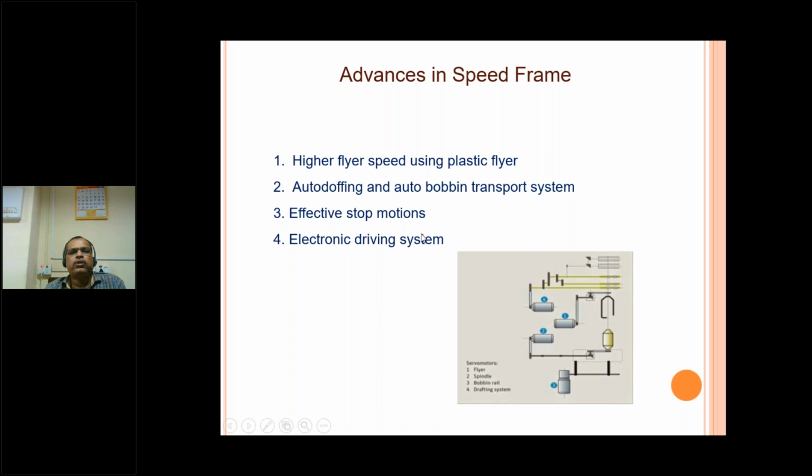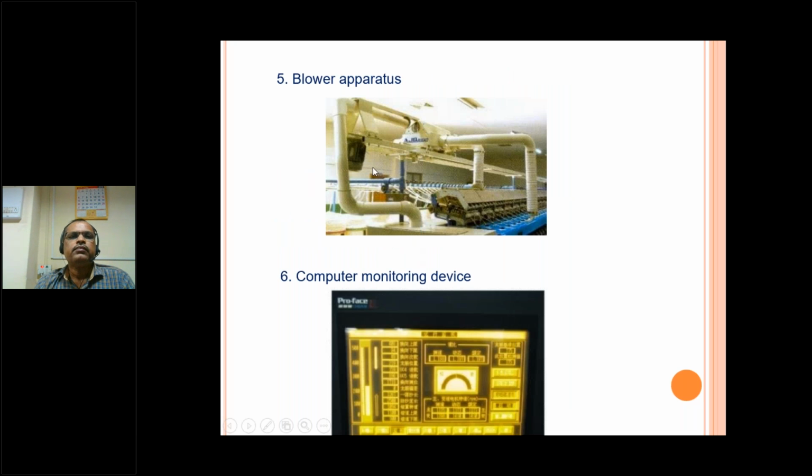Then effective stop motions are there, and an electronic driving system. Electronic driving means all the movable items are driven by individual motors. Blower apparatus. There is a single blower which moves over the machines to remove all the fiber flies flying near the machine. Otherwise, they will contaminate the material or make nets or slabs.